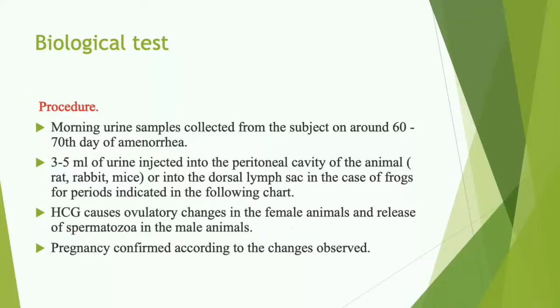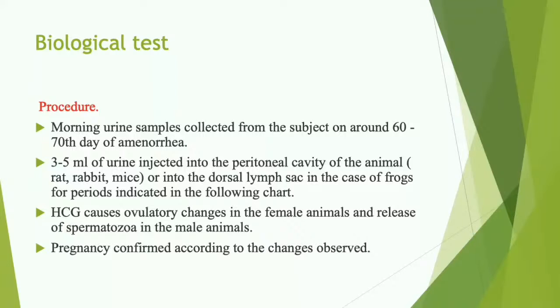You collect the morning urine sample around 60 to 70th day of amenorrhea, because you require a highly increased quantity of HCG, and 3 to 5 ml is then injected into the peritoneal cavity of the animal. Now the animal can be a rat, rabbit, mice, or even the dorsal lymph sac of a frog, right? So if there was HCG in the urine, it brings about the ovulatory change in the female animal, and in the case of a male animal, it causes the release of spermatozoa.